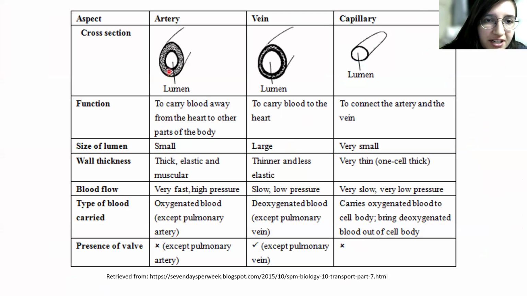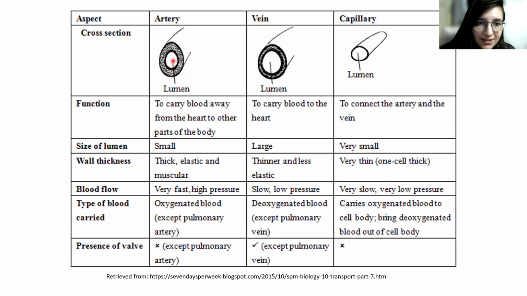So let's look at arteries, veins and capillaries, because these are different types of blood vessels. Arteries are the ones carrying blood away from the heart, right? Veins carry blood to the heart, and capillaries are smaller blood vessels that connect the arteries and veins. You still need those smaller vessels to connect the two. So the function of an artery is to carry blood away from the heart to other parts of the body. The function of the vein is to carry blood to the heart. And the function of the capillary is to connect the arteries and the veins.